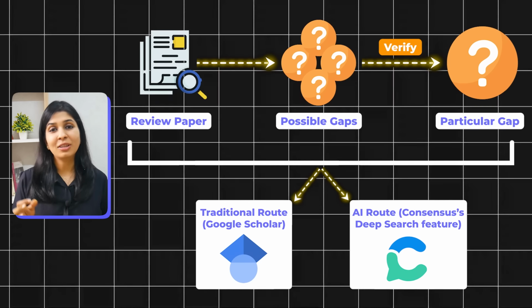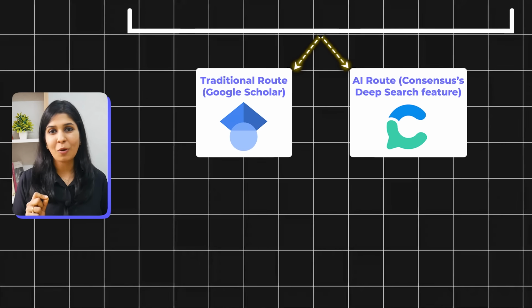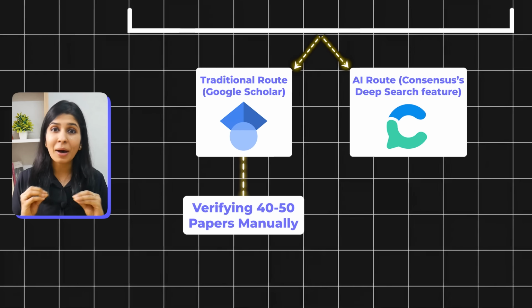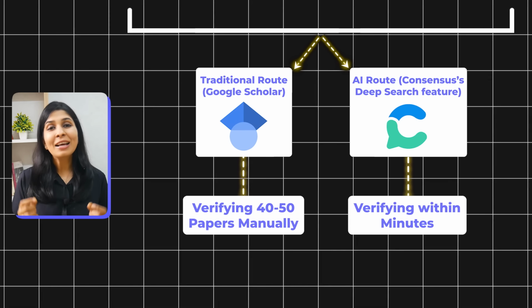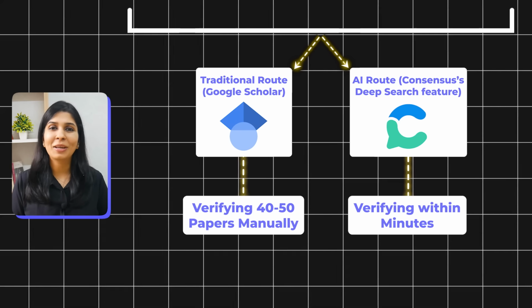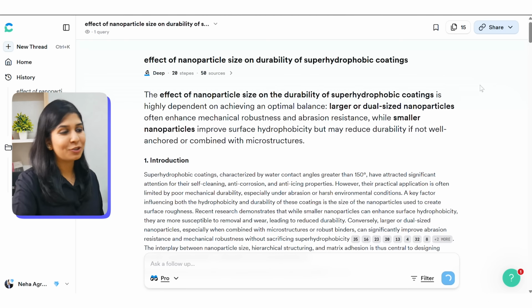Now, what Deep Search does next is amazing. Basically, following the same strategy that you would have done manually on Google Scholar. But instead of you spending a month going through 40 to 50 papers and verifying them yourself, Consensus does it for you within minutes. Now let me show you the output it generates.